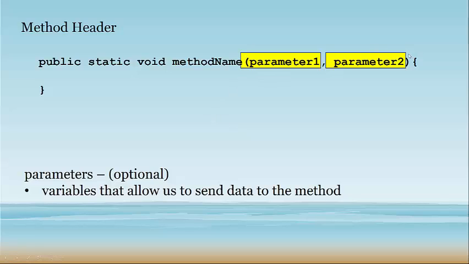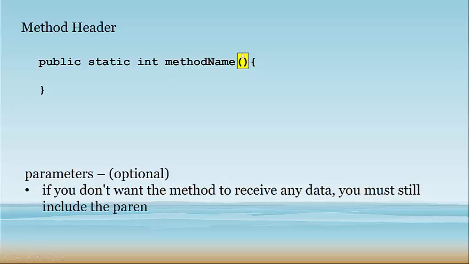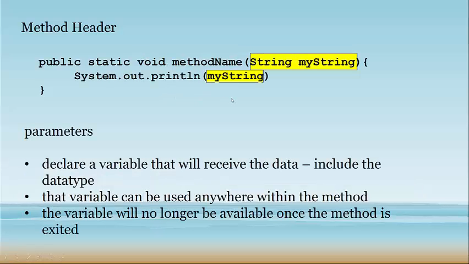The things that go inside our parentheses are called parameters. Parameters are optional. These are variables we want to receive into our method, and the data we're going to receive is going to be put into the variables that are in these parentheses. You do not have to have parameters. If you do not want any parameters sent into your method, just make sure you have the parentheses, but you don't have to put anything in the parentheses. So in this case, this method is not receiving any data. It's going to do whatever it needs to do, and it's then going to return an int in the case of this method header.